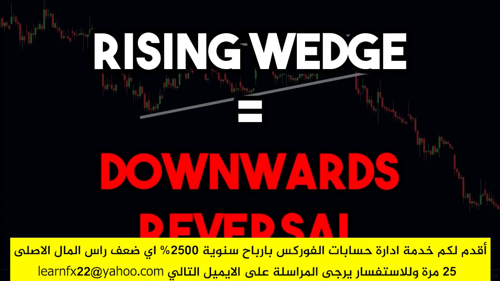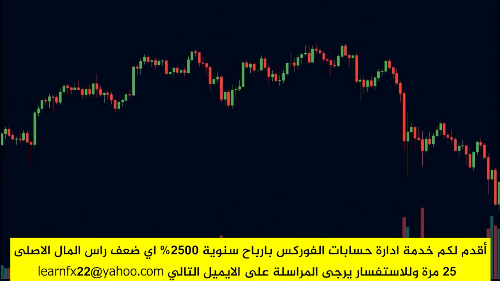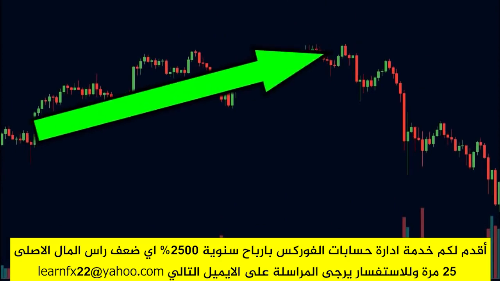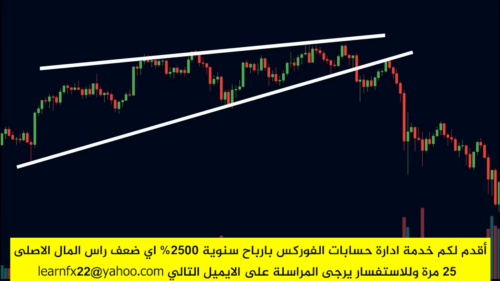So if the wedge pattern is rising, we expect a downtrend to occur. And if the wedge is falling, we expect an uptrend. Look at this chart. Here we see that the market was in an uptrend. We create two lines by connecting the highs and the lows of the price. We notice that there is a strong wedge pattern developing.